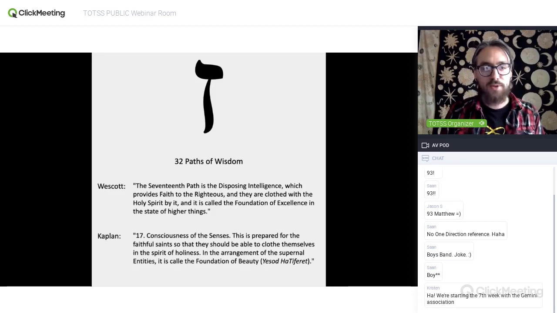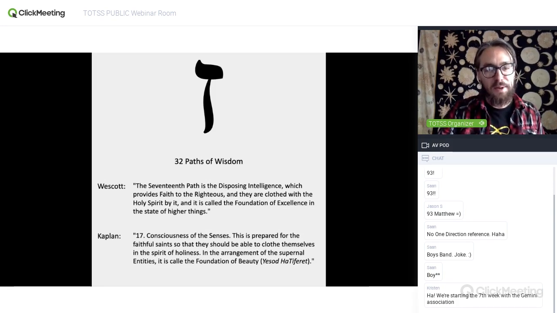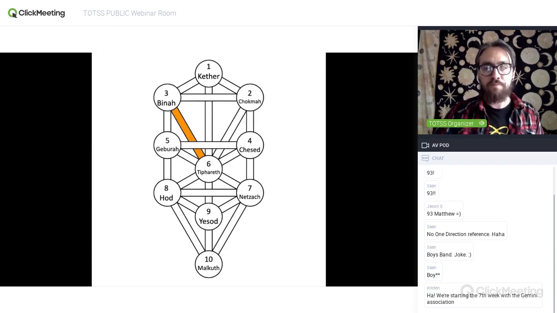Obviously, Westcott's translation there has a slightly Christian bent. I mean, he uses the term Holy Spirit there, which is obviously a Christian term. And so Kaplan's translation is obviously the more accurate to the Jewish tradition, just spirit of holiness, right? Yeah, I don't have a ton to say about that, so we'll just move on.